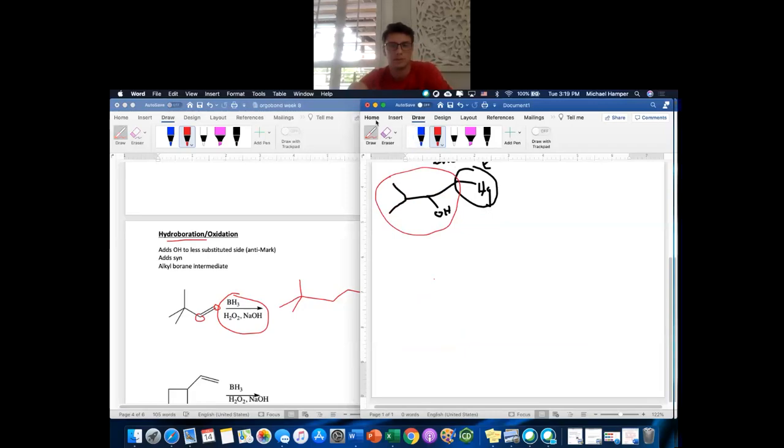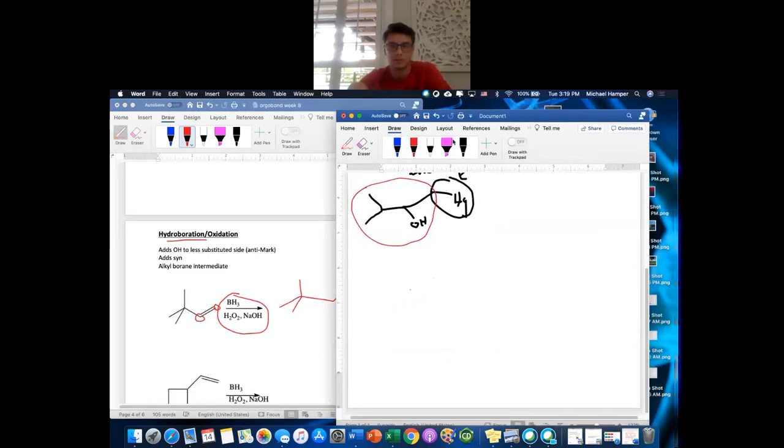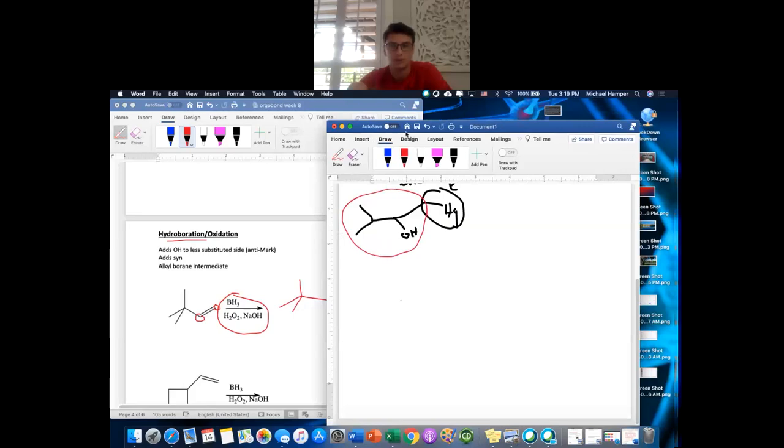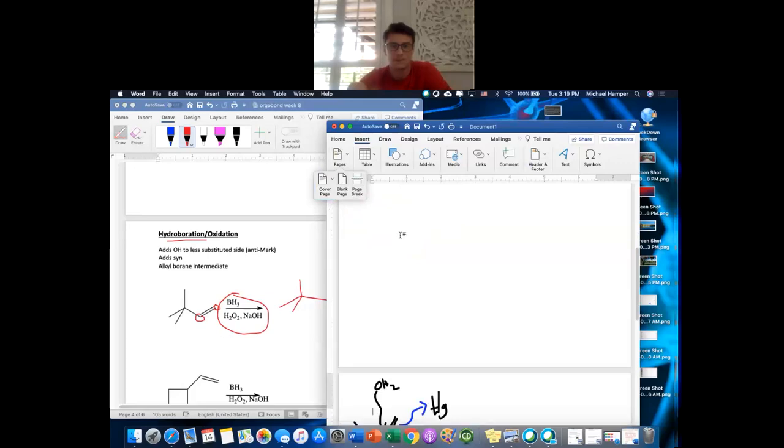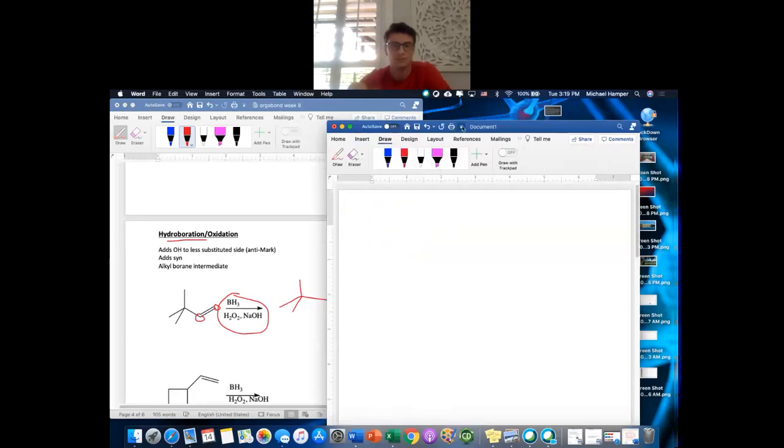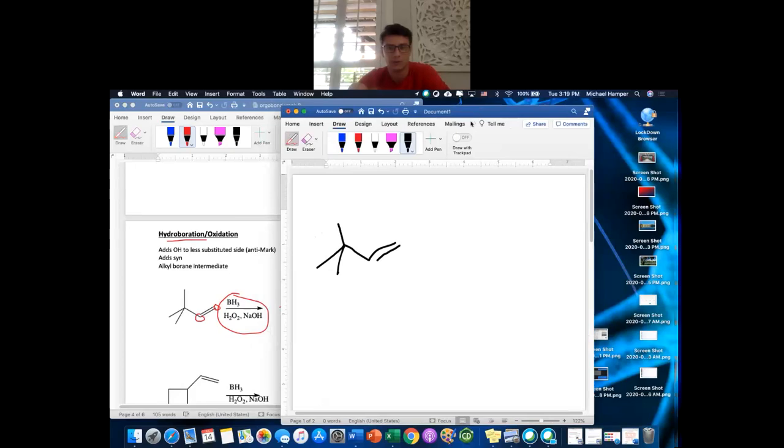Somebody asked to break it down a little bit, which I don't mind doing. So with these, you have this big alkyl-borane intermediate because it's reacting twice really. So the mechanism is going to look like this.